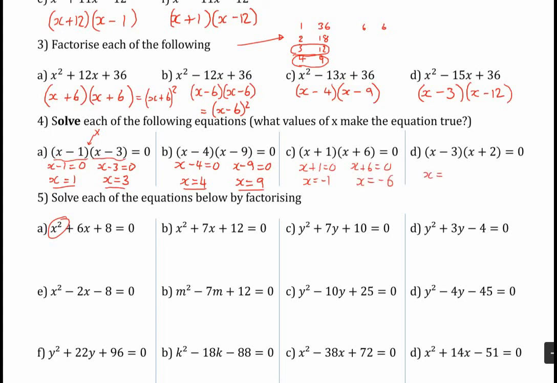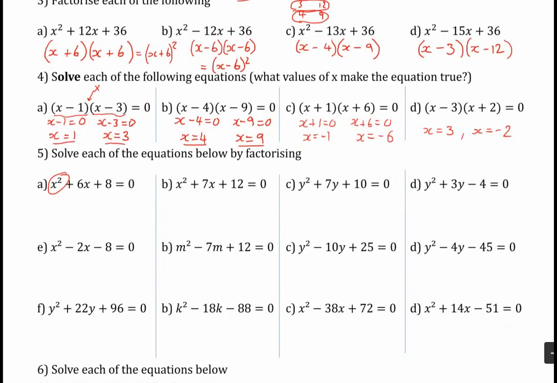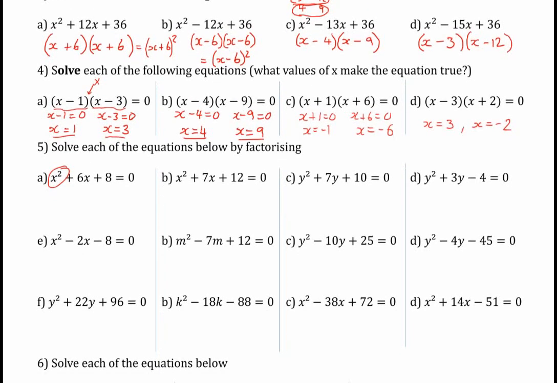Just going to start writing the solutions now. X is 3 and x is -2 on part D. On question 5, we have to now just add in that extra step of factorising first. So just going to rub that out. Okay, so we've got to write the factorised form. They just shaved off one step in the previous question.